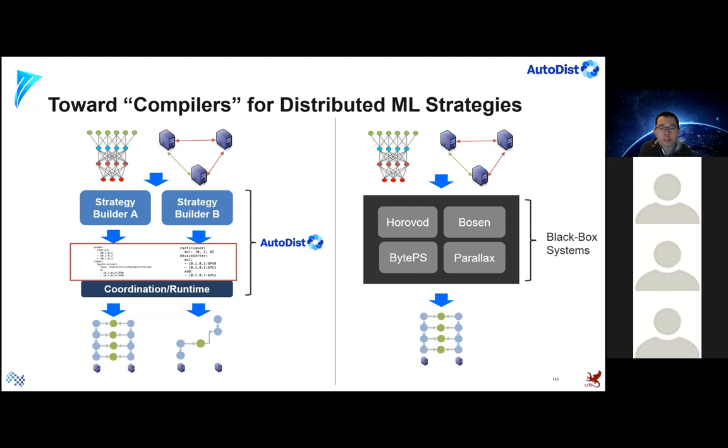But for many existing systems, determining how to distribute is coupled with their system implementation and is usually black box, and cannot be chosen or changed unless you switch to another system. So compared to existing systems, this new workflow is more transparent and allows tailor-made strategies. And it also decouples the strategy itself from the low-level distributed system details.